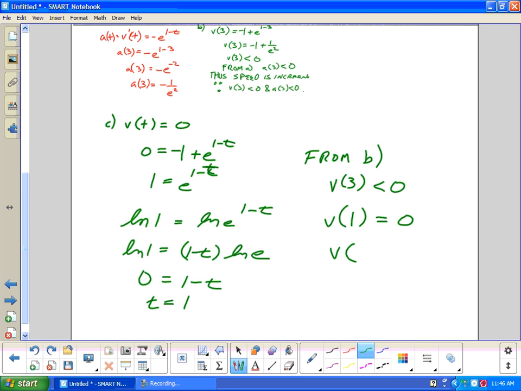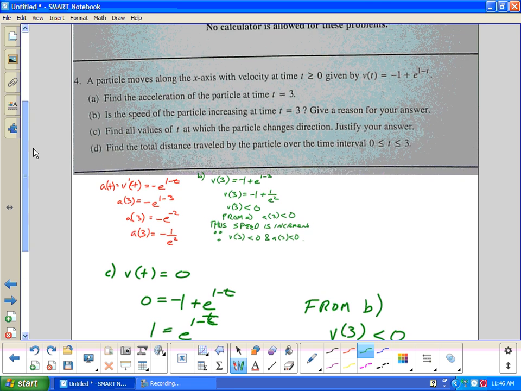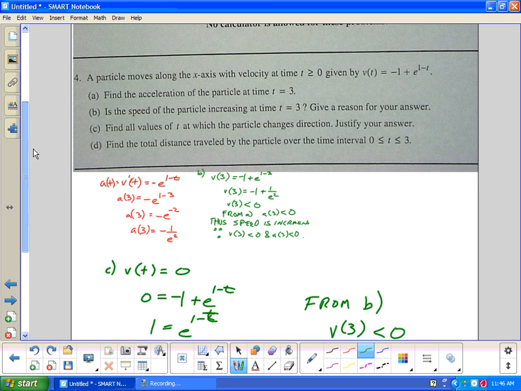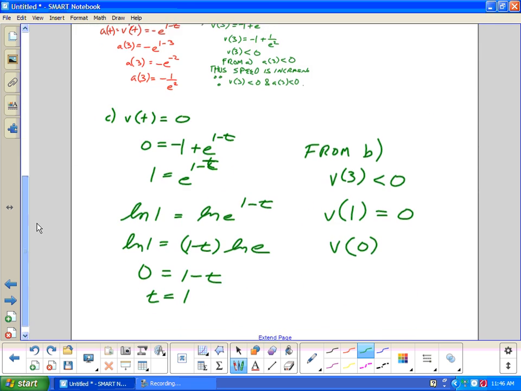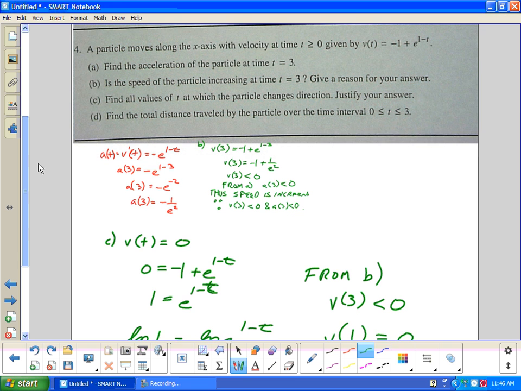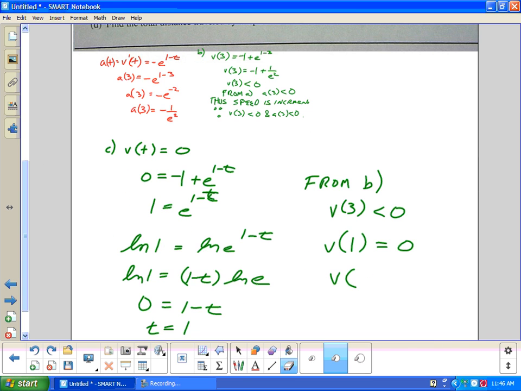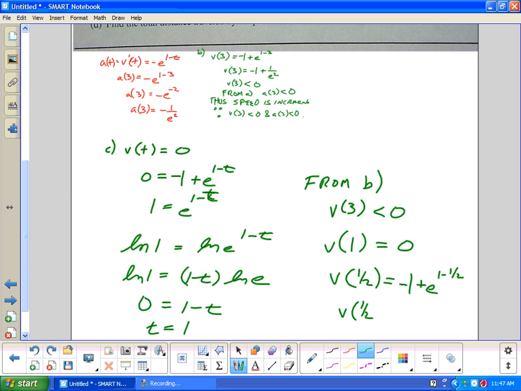I'm going to put velocity at, say, 0 time. If I plug in 0 here, I get negative 1 plus 1 over e. Well, I'm not going to use 0. 0 is a bad choice. I'm going to use half. If I plug in half into the original equation, I'm going to get negative 1 plus e to the 1 minus half. You guys agree? Which is e to the half. So I get negative 1 plus e to the half power.